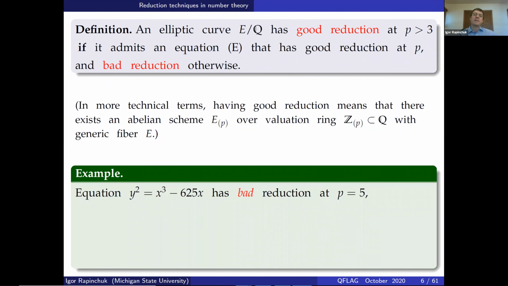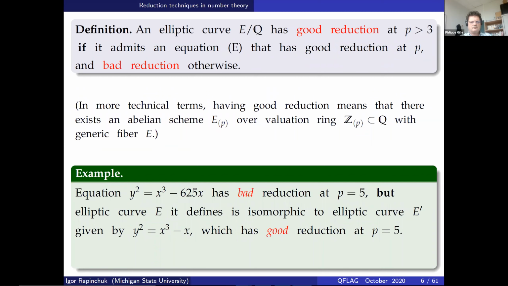Now, one thing that I should say is that one has to be a little careful when working with this definition of good reduction. So for instance, if we take the elliptic curve given by the affine equation y squared equals x cubed minus 625x, then this equation certainly has bad reduction at 5. But the elliptic curve can also be described by the equation y squared equals x cubed minus x, which has good reduction at 5. So the point is that when working with this definition of good reduction, it may not be sufficient to look at just a single affine equation to determine whether or not our curve has good reduction.